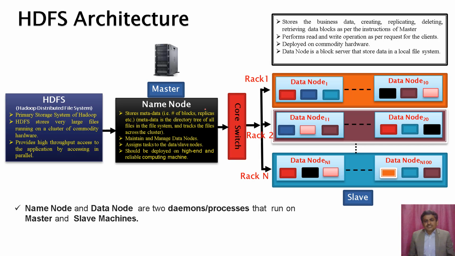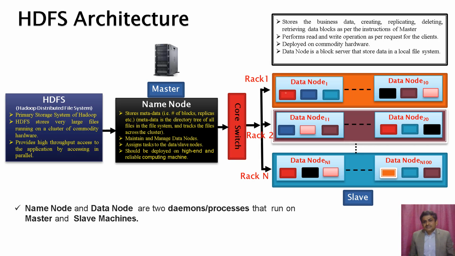Name node is connected to our core switch. Next, core switch is connected to the different racks and each rack contains different data nodes. So in this example, rack 1 contains data nodes from 1 to 10. So we can say that rack 1 has 10 data nodes. Rack 2 also has 10 data nodes. Similarly, rack n also has 10 data nodes. So in our case, every rack has 10 data nodes.